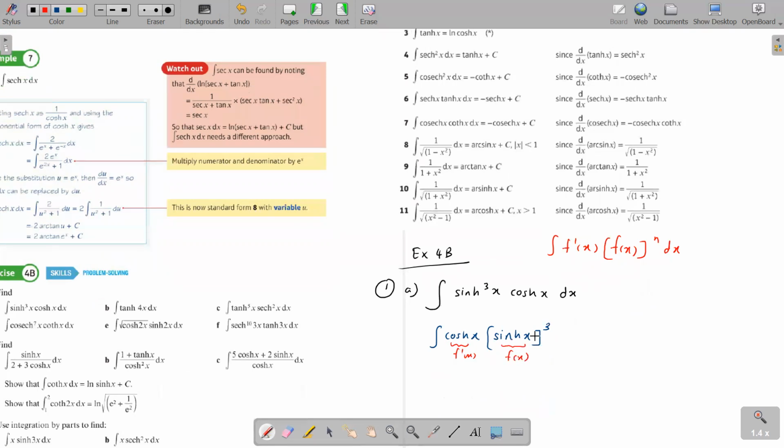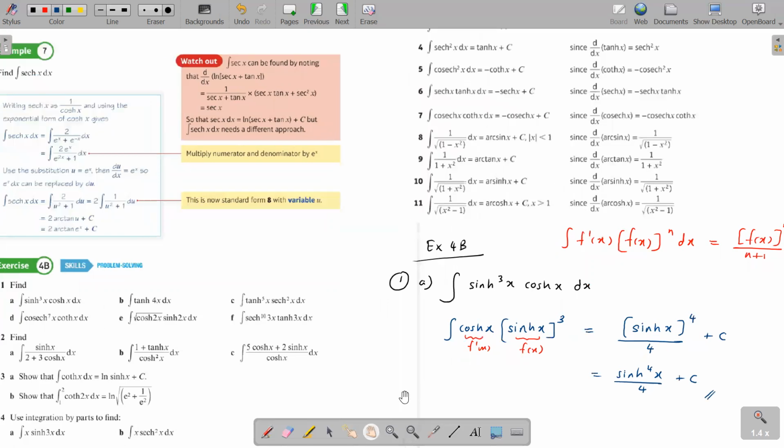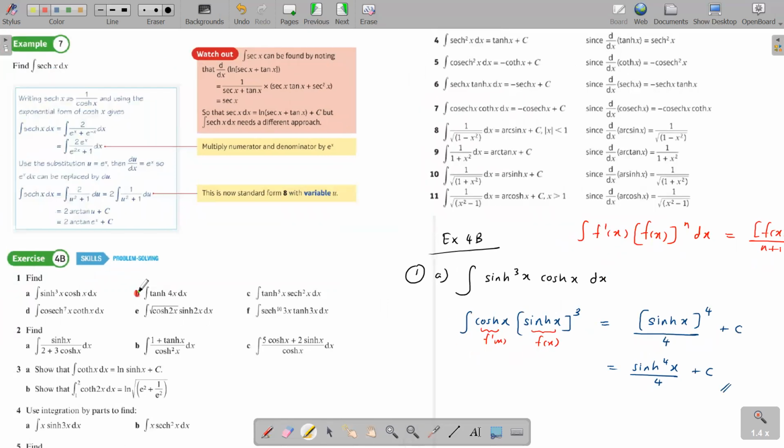So then let's integrate. When you integrate, what do you get? You add 1 to the power of your fx: fx to the power n plus 1 divided by n plus 1. Don't forget the plus c. So when I integrate this, I get sine x to the power 4 divided by 4 plus c. So that's it, this is what I get. Okay, let's try these sums. Try a few more.